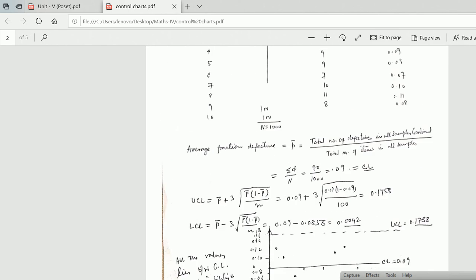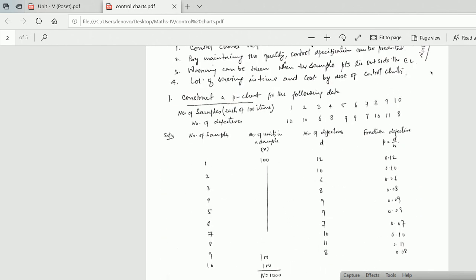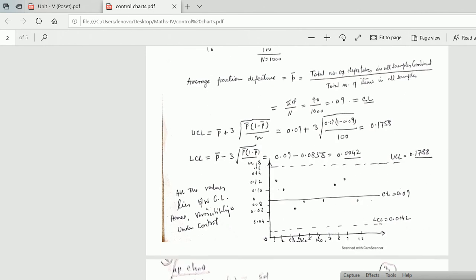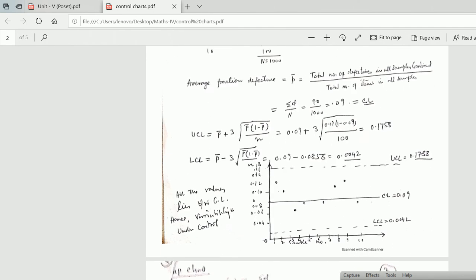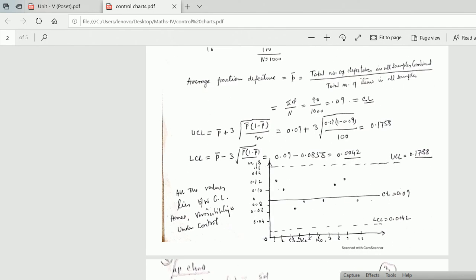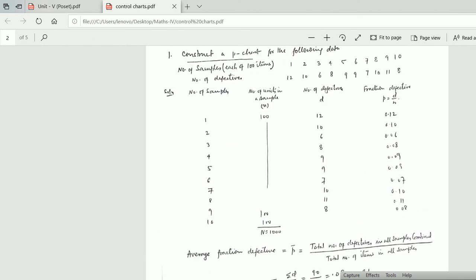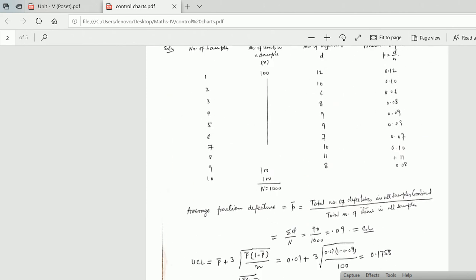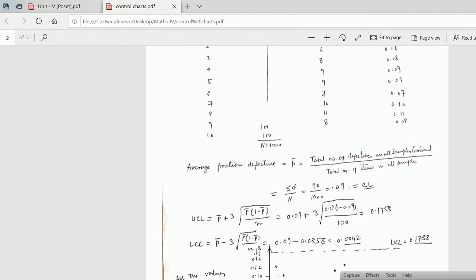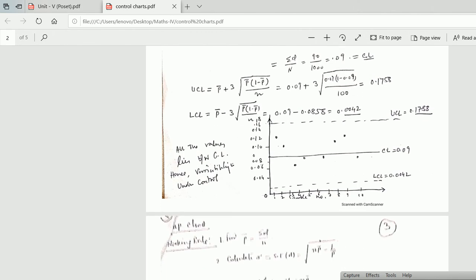Now you have to check these items. Sample number 1 has fraction defective 0.12. See here. Sample 2 has 0.10. See, 0.10 is here in front of this. This is the point. Sample 3 has 0.06. You draw the point 0.06 here in front of 3. Sample 4 has 0.08, and 0.08 is somewhere here.